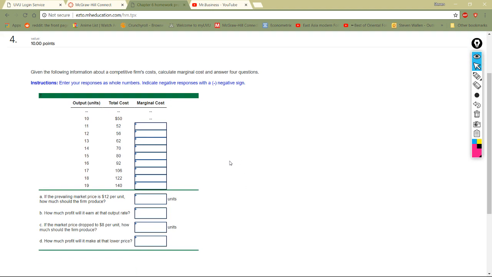Given the following information about a competitive firm's cost, calculate marginal cost and answer 4 questions. Okay. So remember, marginal means what? The next unit. So what's the difference between 50 and 10? What changed between these two numbers here? A 1 and a 2. So that's going to be a 2 there.